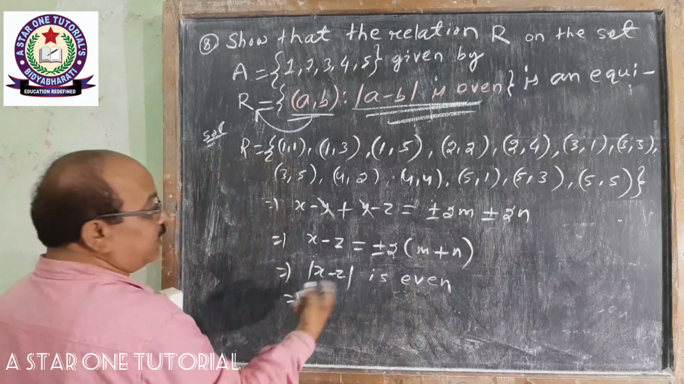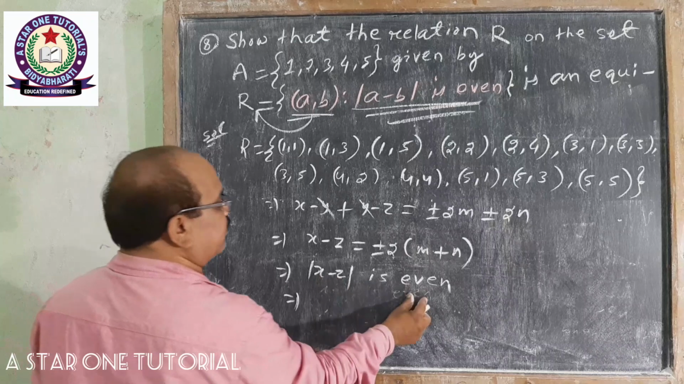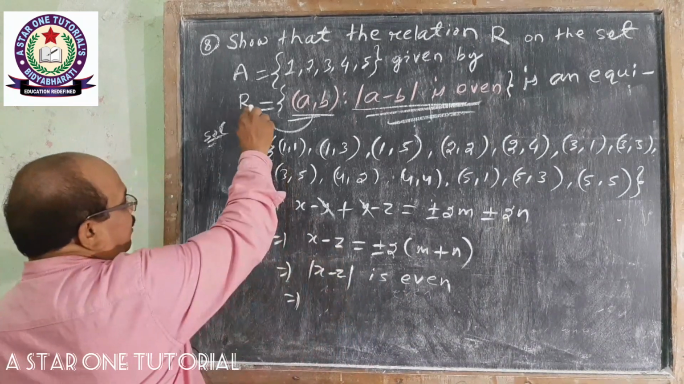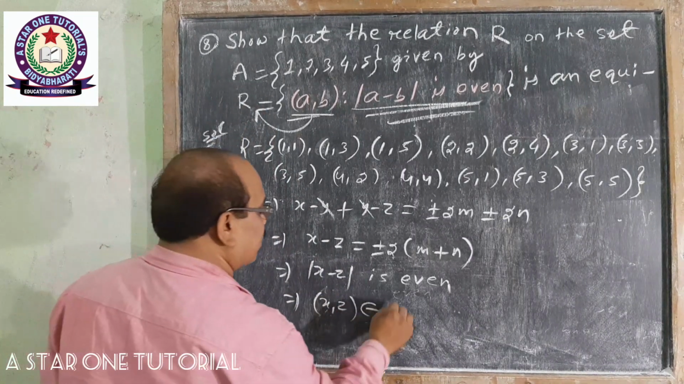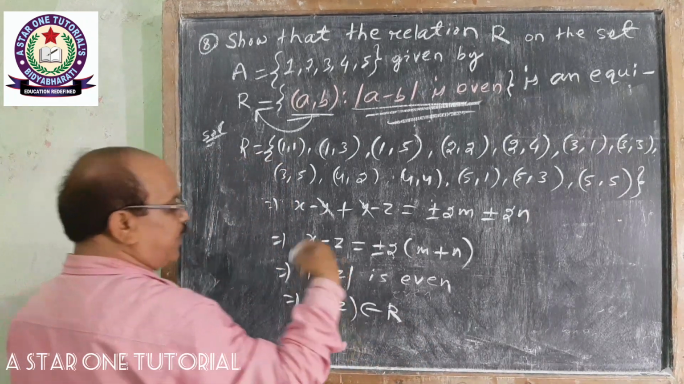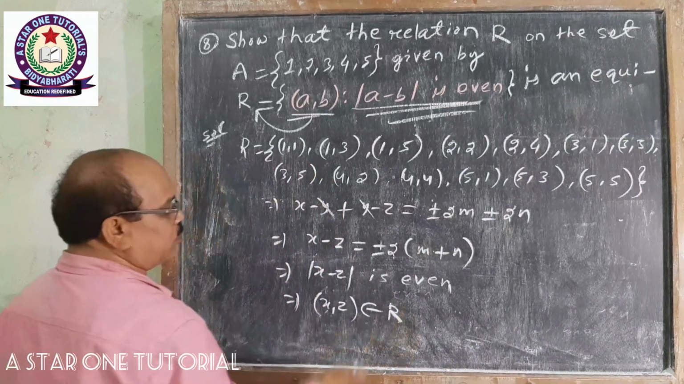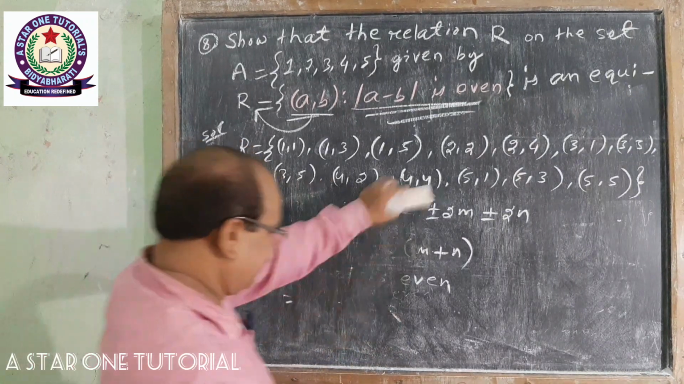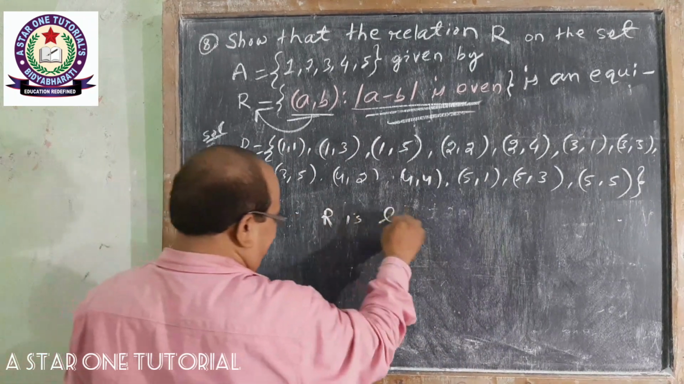What is the relation between x and z? That the modulus of x minus z is even means the ordered pair (x, z) must be an element of the relation R. So we can write that (x, z) belongs to R. We had started with (x, y) belongs to R and (y, z) belongs to R, and ultimately we got (x, z) belongs to R, and this is the condition for transitiveness. Therefore we can say that R is transitive.